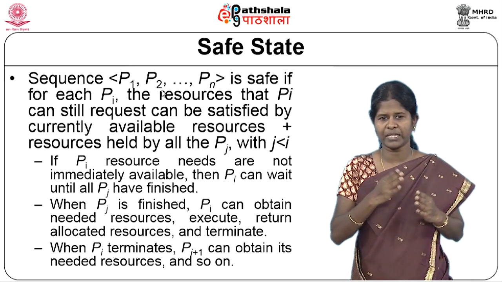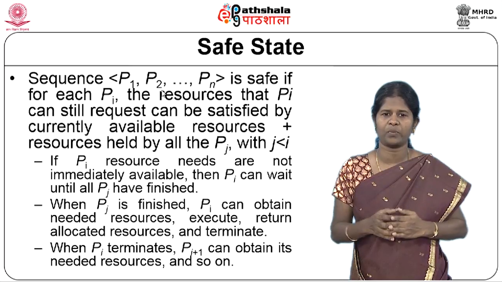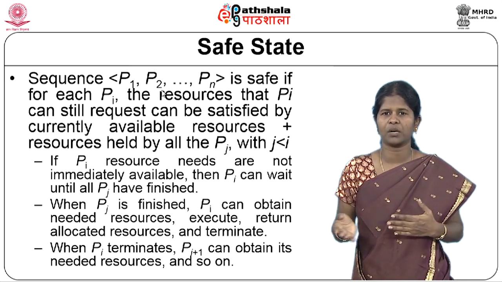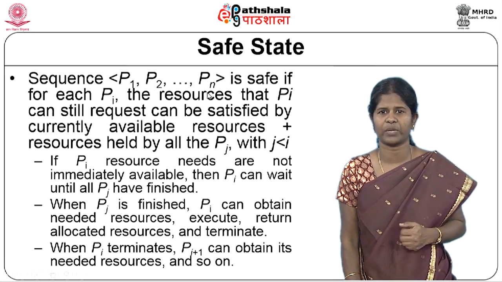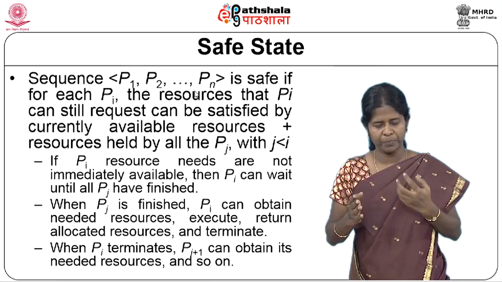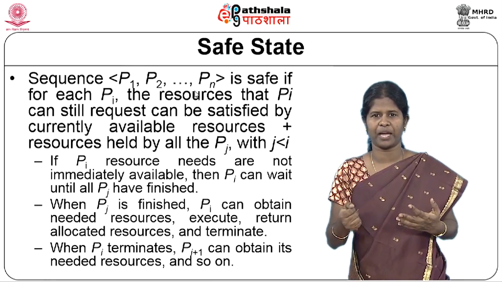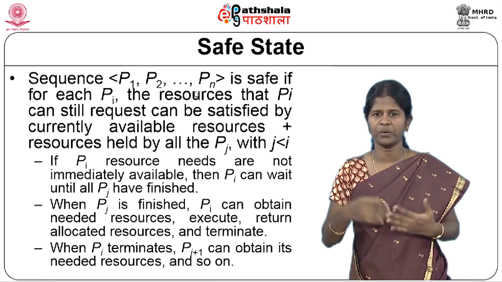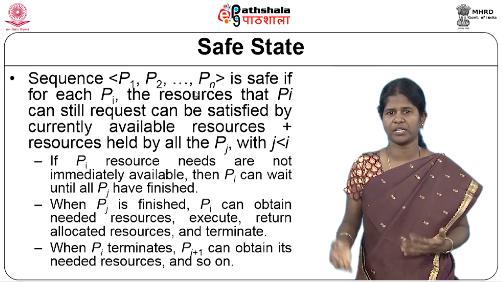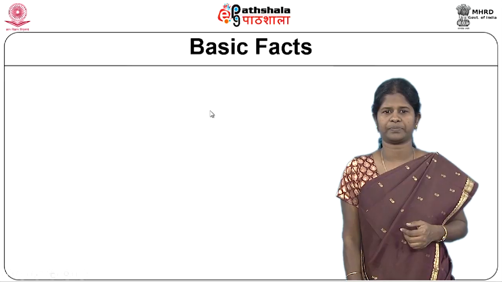So, here you can see that there is a sequence in which resources can be used. That sequence is called the safe sequence. That is, you have process Pi, then after Pi finishes, the next process Pi plus 1, then Pi plus 2 etc. can use, and they can continue without getting into a deadlock.